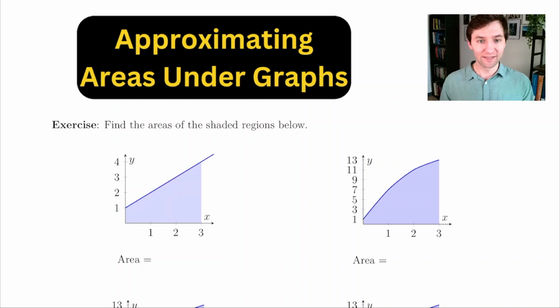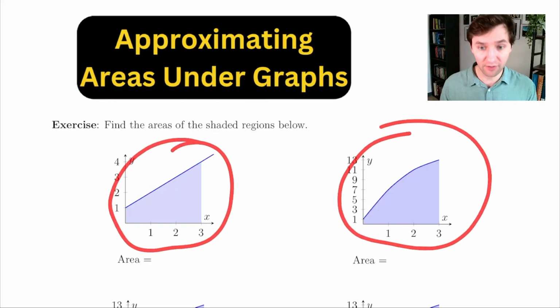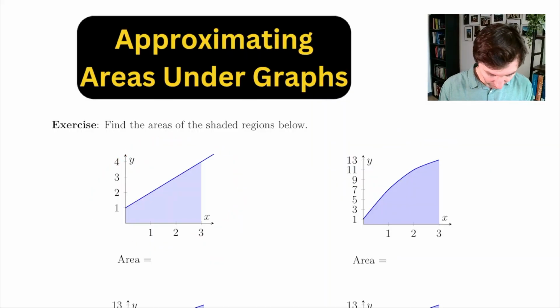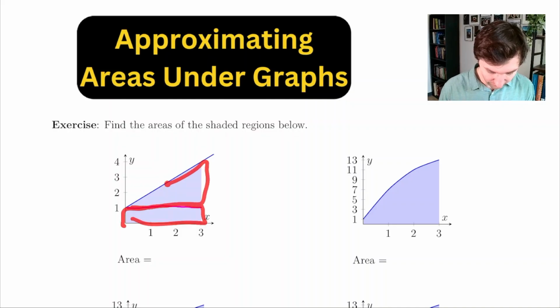Hi everyone. Let's approximate areas of regions under graphs of functions. We are given two regions. We must determine their areas. The first region can be split into two familiar geometrical objects. You can split it into a rectangle and a triangle.